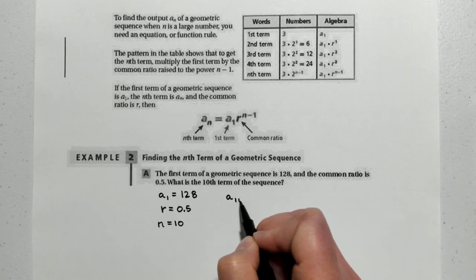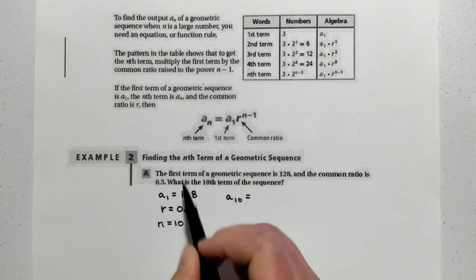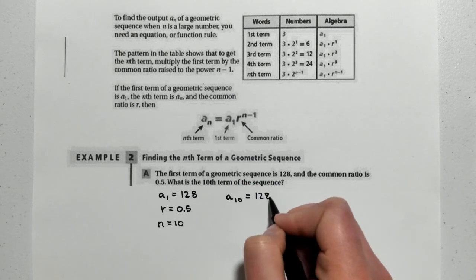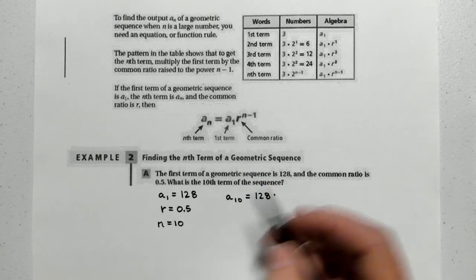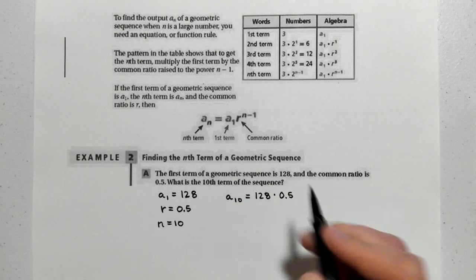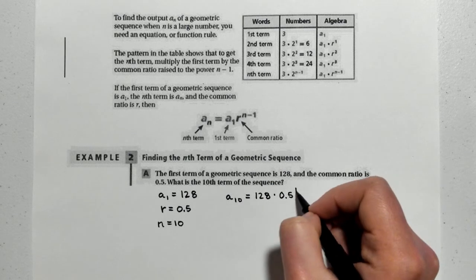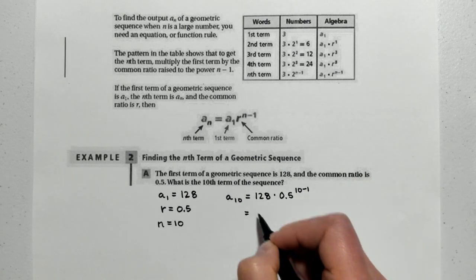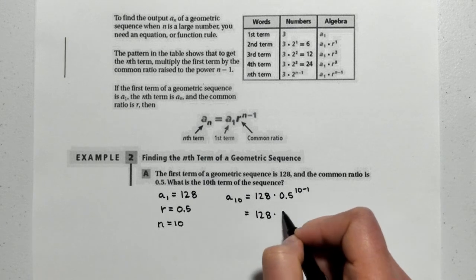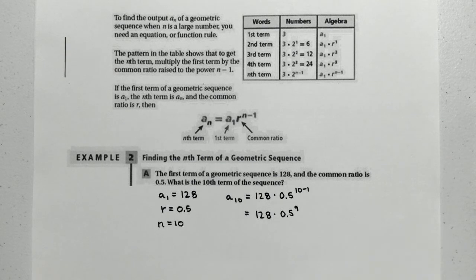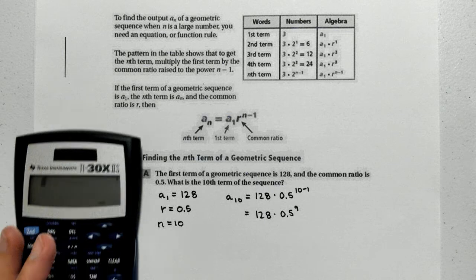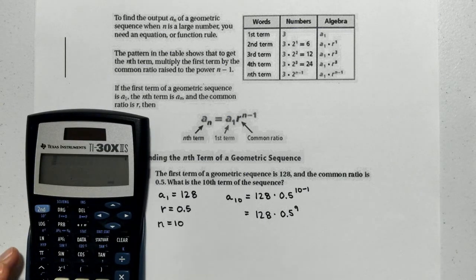So a sub 10 equals a sub 1, which is 128, times r, which is our 0.5, to the n minus 1. So n is 10, so we're going to have 10 minus 1. That means we're going to have 128 times 0.5 to the 9th power. So we have to evaluate 0.5 to the 9th power first. Okay, and here we're going to have to estimate a little bit because this number is not going to be so nice. So I'm going to show you on my calculator what I get.